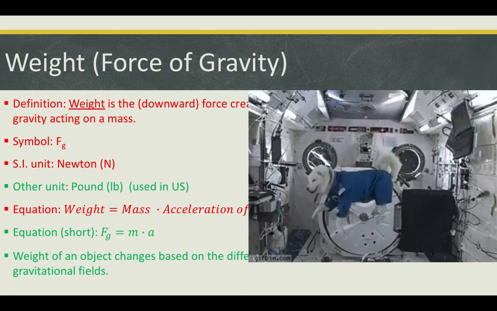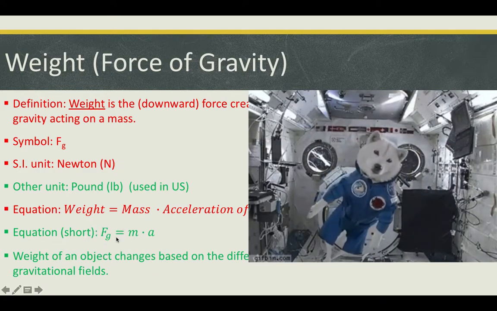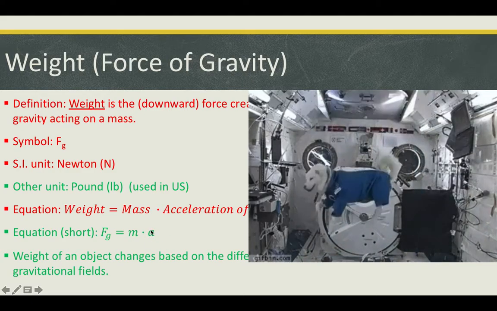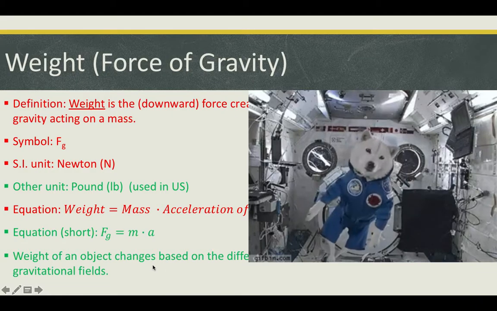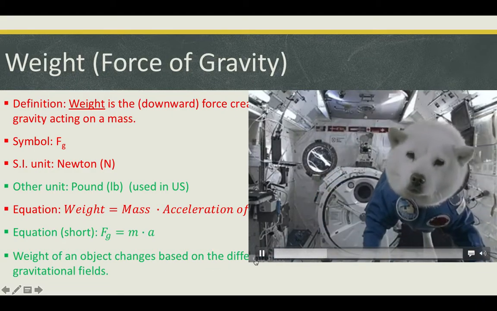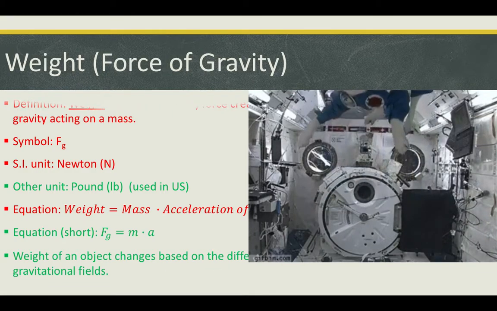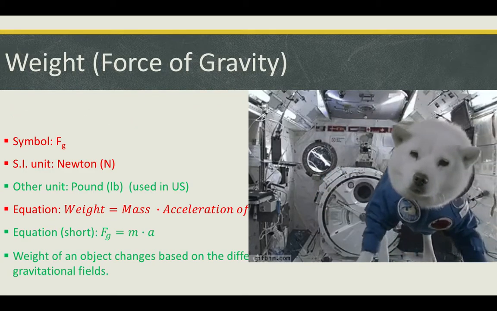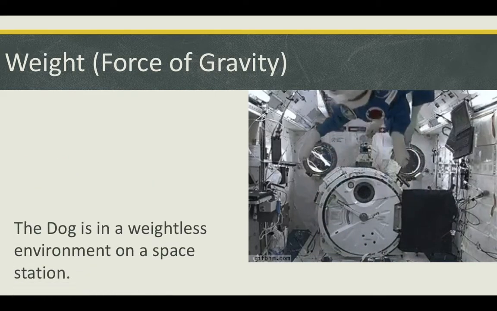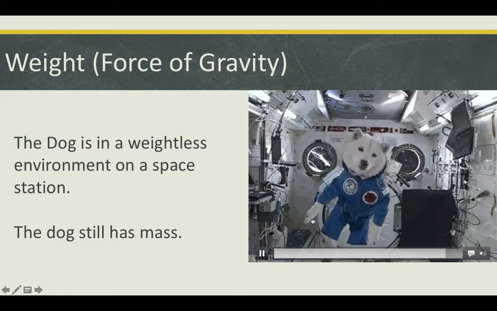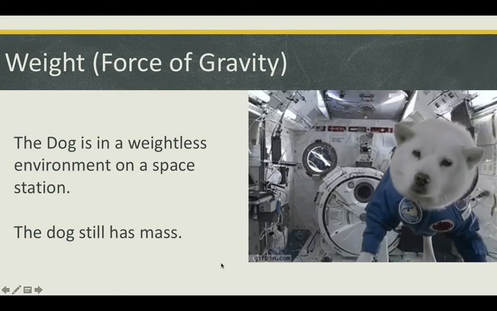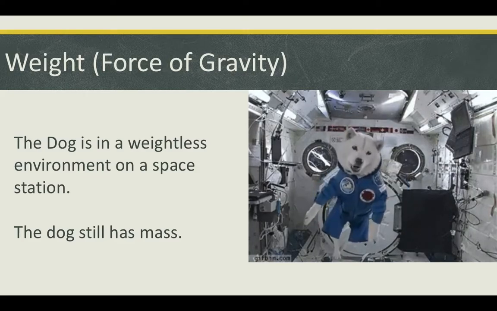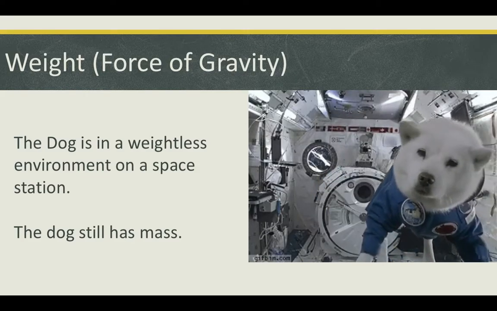The equation for weight, or force due to gravity, is mass times the acceleration of gravity, g. And the weight depends on the different values of the gravitational fields. So, you've been watching this dog float around over here. The dog is weightless, or appears to be weightless, because he's on a space station. He still has mass, but we don't see any force of gravity acting on him. So that's why he floats around.